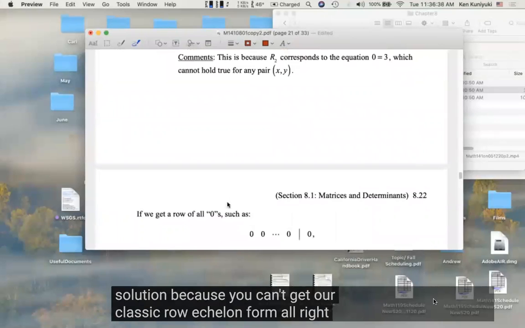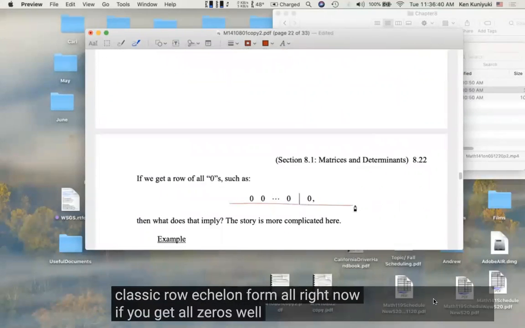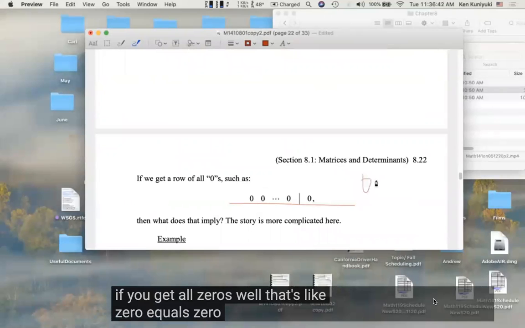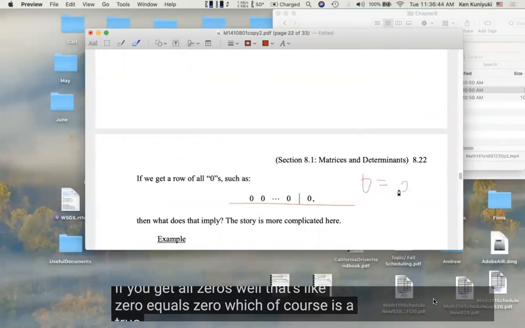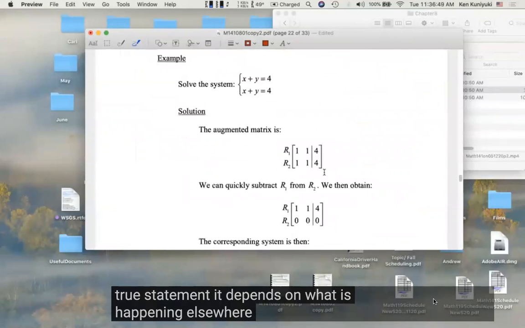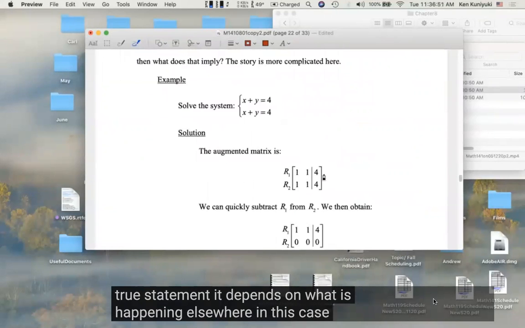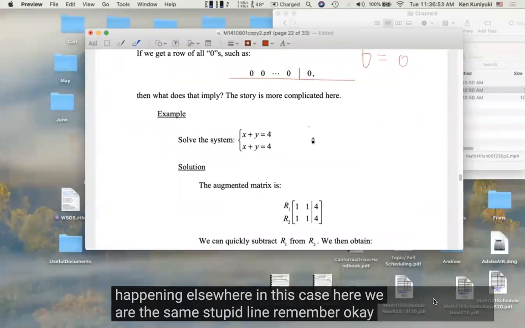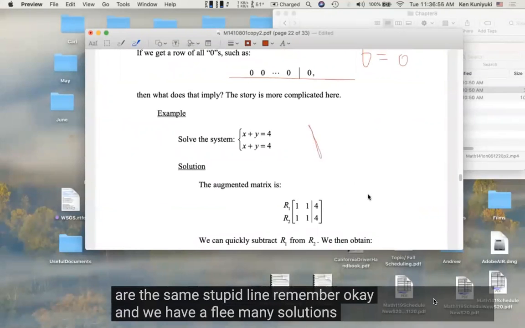All right. Now, if you get all zeros, well, that's like 0 equals 0, which of course is a true statement. It depends on what's happening elsewhere. In this case here, we have the same stupid line, remember? Okay, and we have infinitely many solutions.